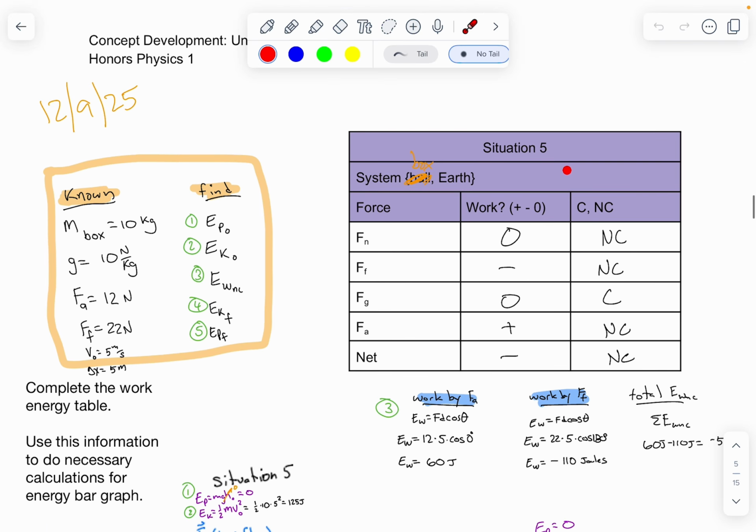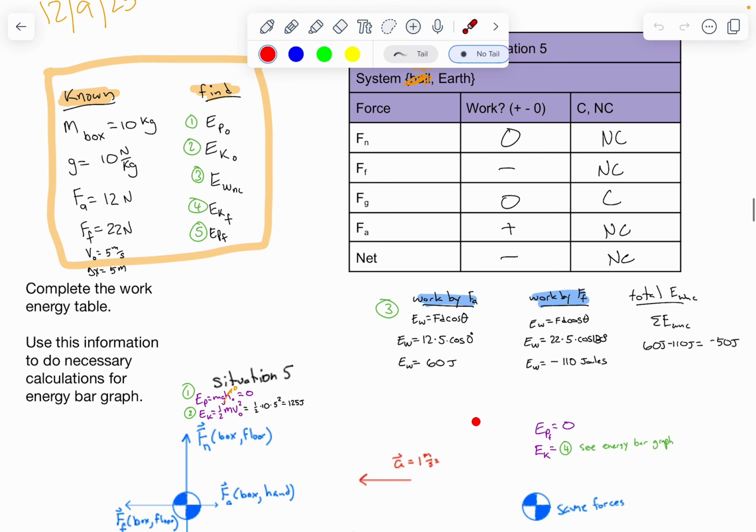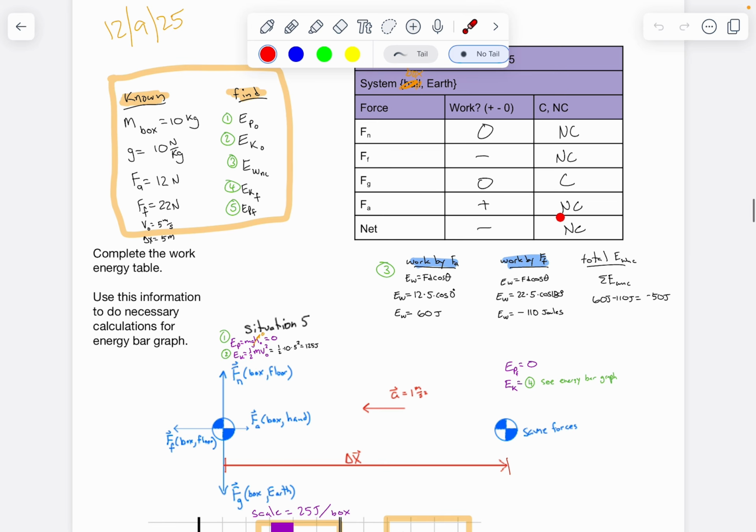situation number 5. Okay, situation 5. Again, let's go through our work energy table. We notice here that the normal force is perpendicular to the displacement, so that's 0 work. The floor is not part of our system, so that's non-conservative. But again, since it's doing no work, it's really not going to change the energy.